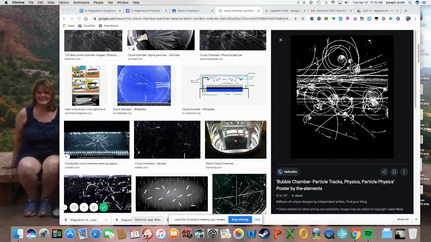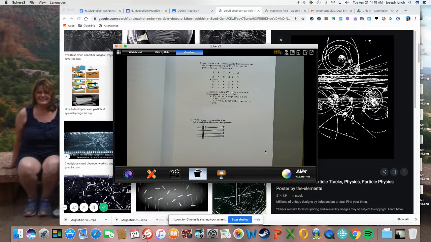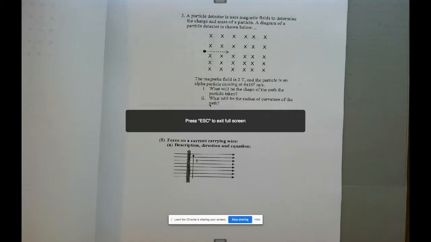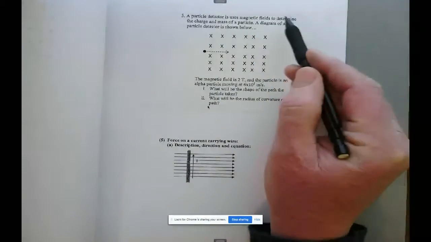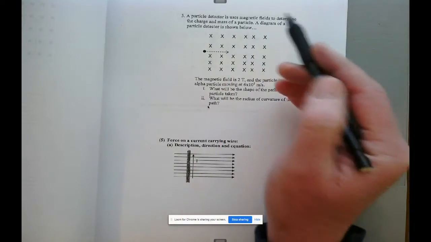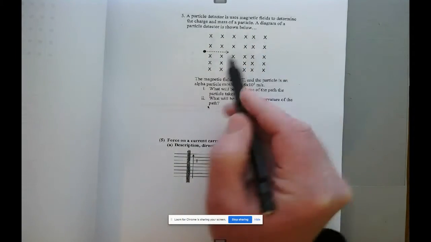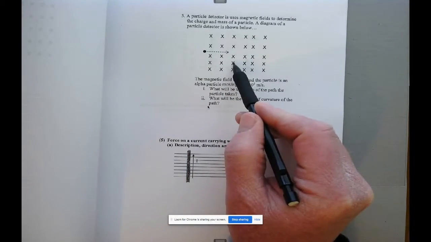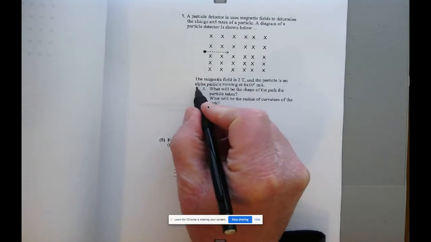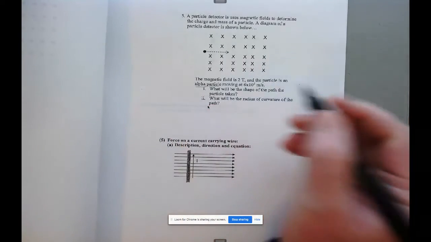So if you go to the notes, you're going to be here. It talks about this, that a particle detector uses magnetic fields to determine the charge and mass of a particle. We have a diagram of it below. So my charged particle will come in this way, and the magnetic field is into the page. And it says here that it's an alpha particle, and I need to define that.